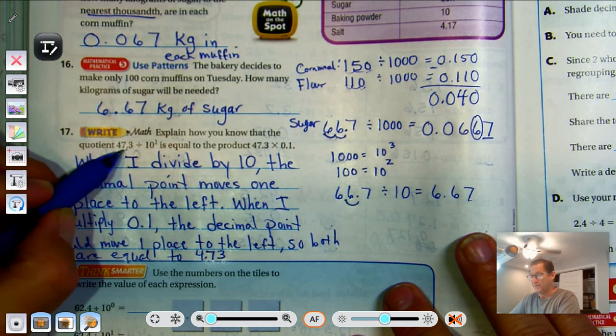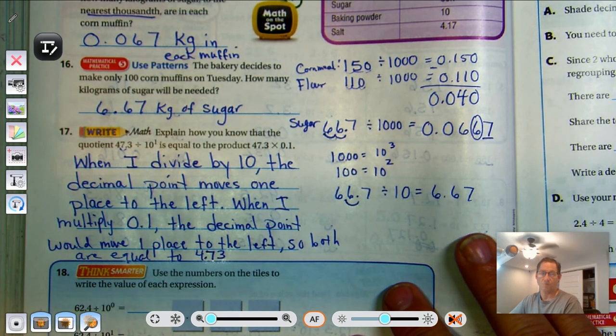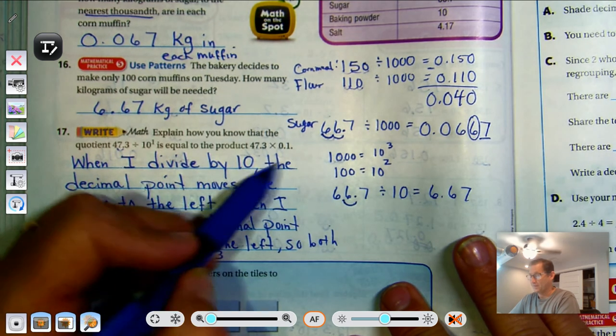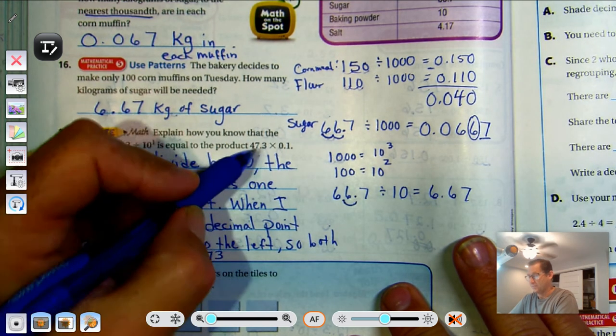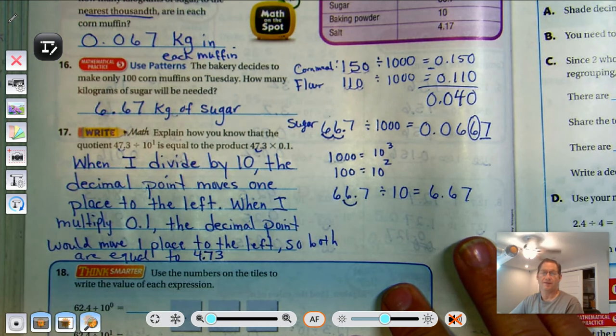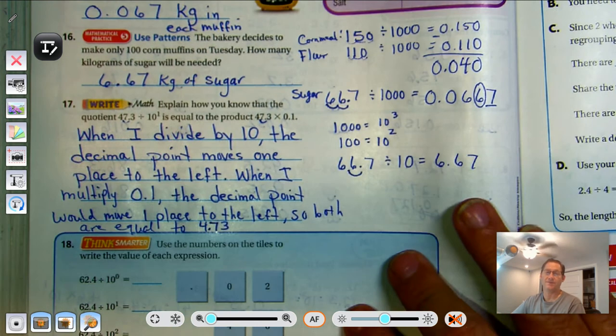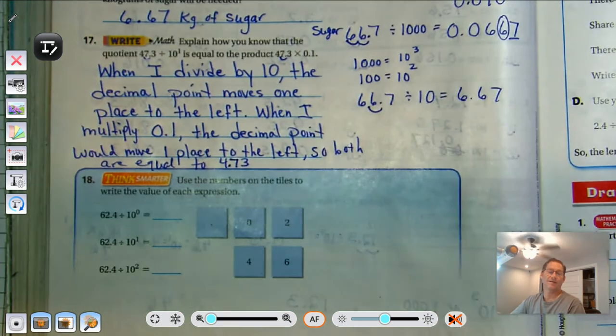10 to the first, move the decimal point one place to the left. You get 4 and 73 hundredths. Multiply it by 1/10, we'd still be moving the decimal point one place to the left, and we still get 4 and 73 hundredths. All right, last one, 18.